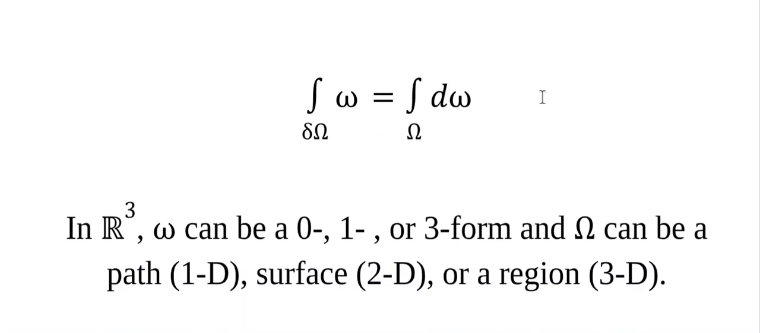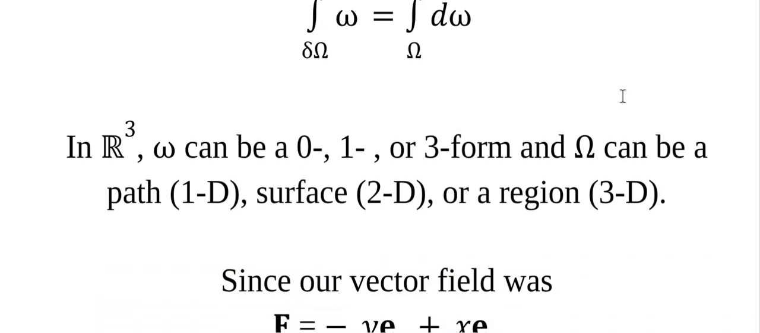Okay, we're going to do the right-hand side first. So in R3, omega can be a 0 form, a 1 form, or a 3 form. And capital Omega can be the path in 1 dimension, could be the surface in 2 dimensions, or a region in 3 dimensions. All right, so that's the separation of those two omegas.